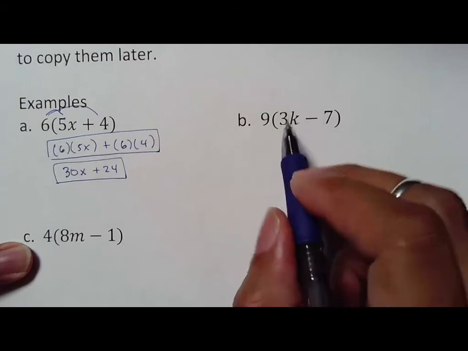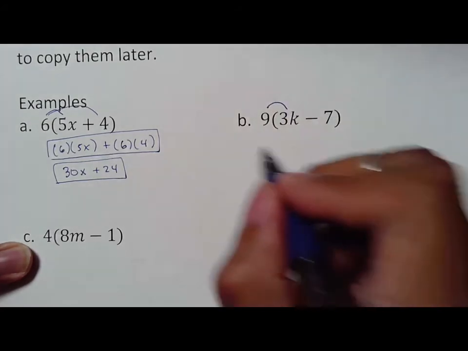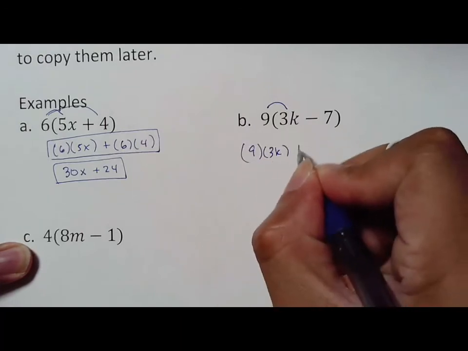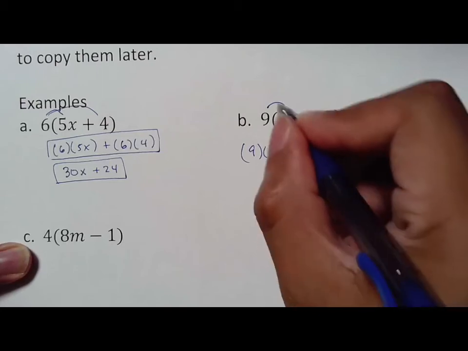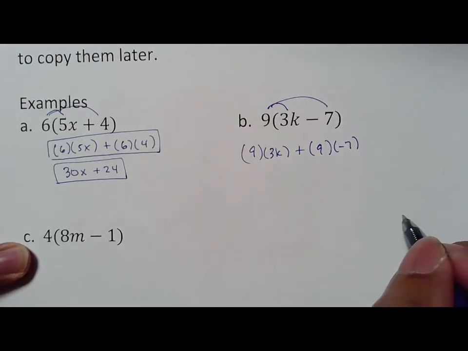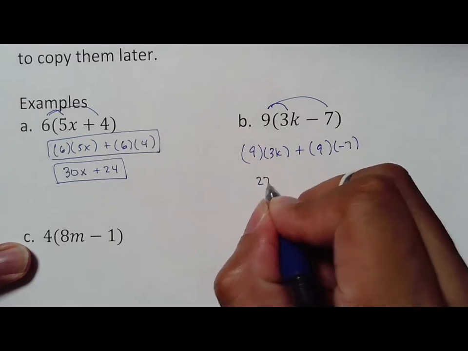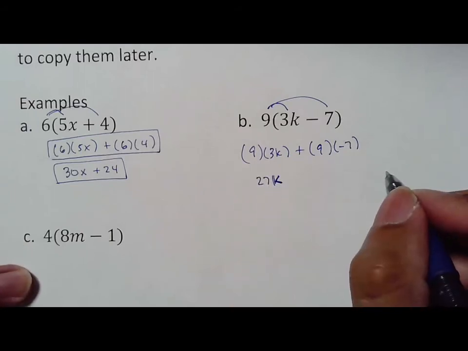9 times 3k minus 7. Again, these two know each other already because they're in parentheses. Be careful how we write this. You would say that 9 meets 3k, and even though that's a minus, we will always use a plus, as it said. But the trick is, when this happens, you'll have 9 meet what we call negative 7. 9 times 3k, again, you'll know that 9 times 3 is 27. I'll let you figure that out or get used to that on your own. I won't waste your video time doing that.